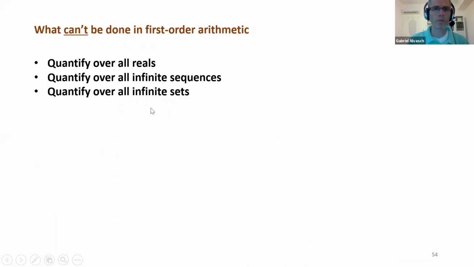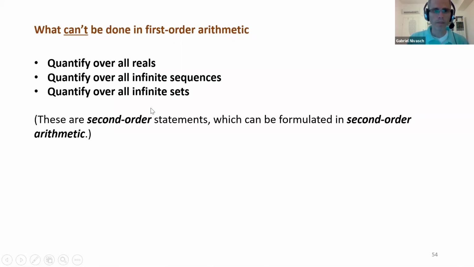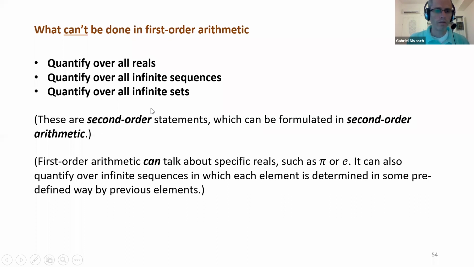There are things you cannot do in first order arithmetic. You cannot quantify over all reals, over all infinite sequences, over all infinite sets, because those are second order statements, which you can do in second order arithmetic. But in first order arithmetic, you can talk about specific reals such as pi and e, or you can quantify over infinite sequences in which each element is determined in some predefined way by the previous elements.